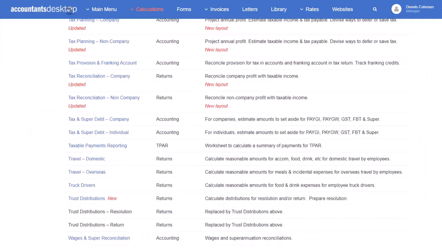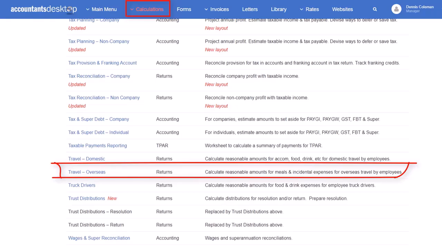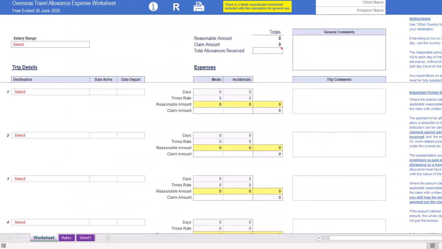And lastly, she prepares a return for a client with overseas travel expenses. She needs to calculate the maximum amounts that can be claimed without receipts for several destinations. She goes to Calculations Travel Overseas for automatic calculation based on salary range and destinations.